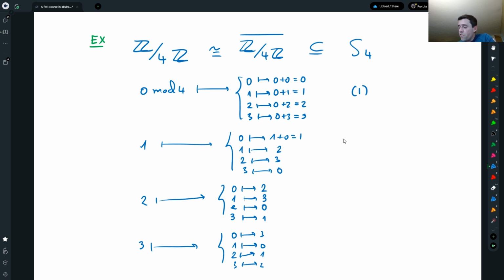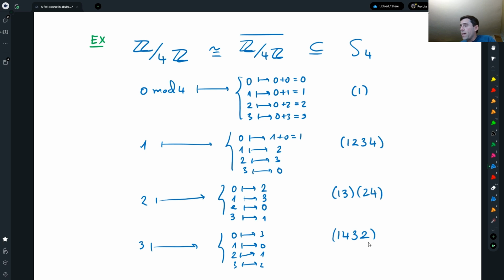This one is sending the first letter to the second letter, the second letter to the third, and the third to the fourth. So it's this permutation. In here, the first letter is going to the third, and the third is going to the first. So it is 1, 3, and then the second letter is going to the fourth, and the fourth to the second. And in here, the first letter is going to the fourth letter, the fourth letter is going to the third letter, and the third letter is going to the second letter. So it corresponds to 1, 4, 3, 2.